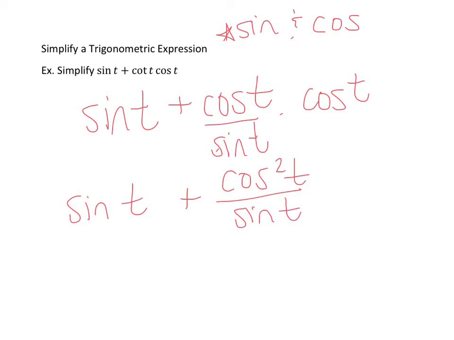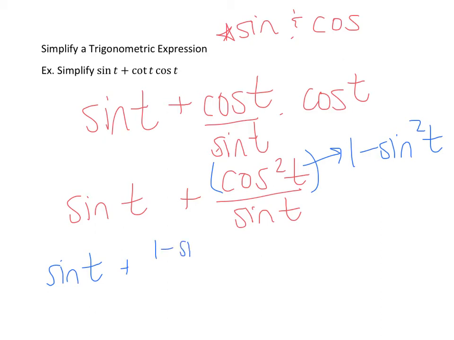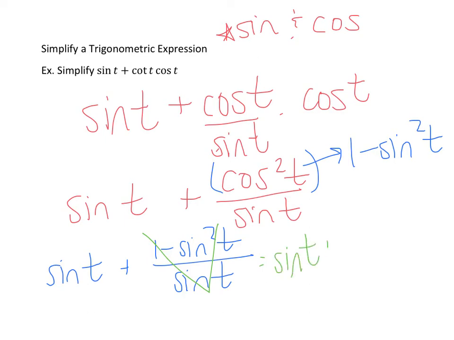Cosine squared t can be replaced with 1 minus sine squared t. So sine t plus 1 minus sine squared t over sine t. Now I've got everything in terms of sine. This makes that V shape so we can split them up. So this is going to become sine t plus 1 over sine t minus sine squared t over sine t.